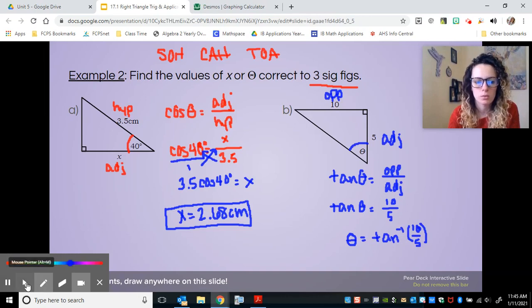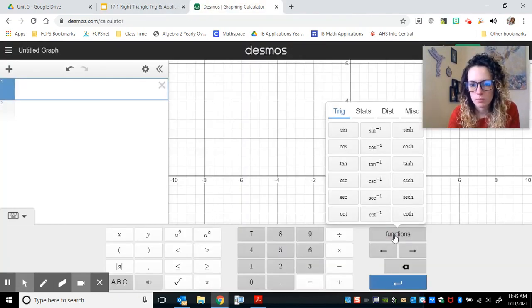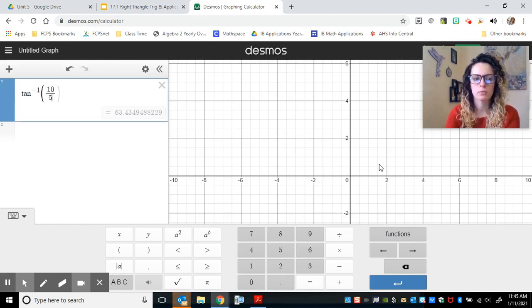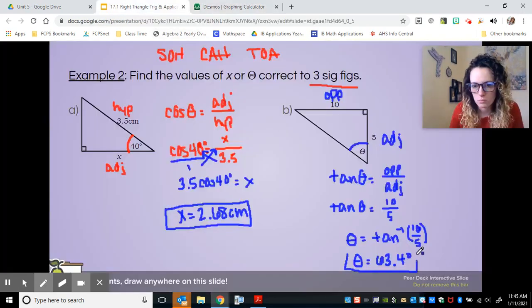So in Desmos, I'm going to go to functions. See how we have that tan raised to the -1, that means inverse. So I'm going to use that function and say 10 divided by 5. And it gives me an angle measurement of 63.4 degrees. All right, so again, you're using regular old sine, cosine, or tangent when you're looking for a side, or you'll use inverse sine, cosine, or tangent when you're looking for an angle.